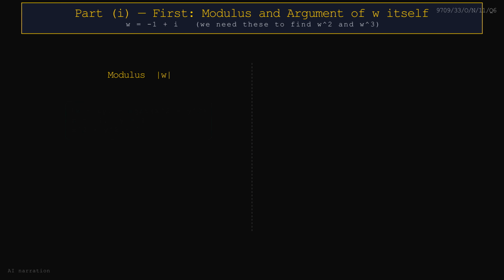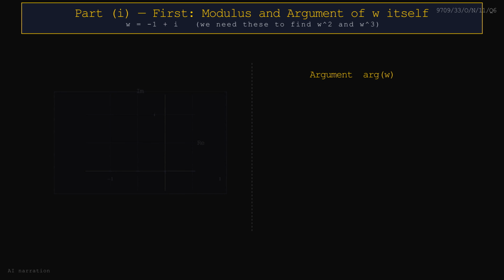The modulus of x plus iy is the square root of x squared plus y squared. Here x is -1 and y is 1. Substitute: modulus of W equals the square root of 1 plus 1, which is root 2. Right column, the argument of W.